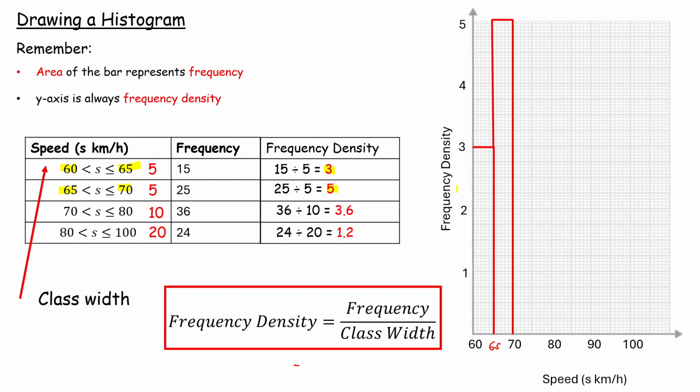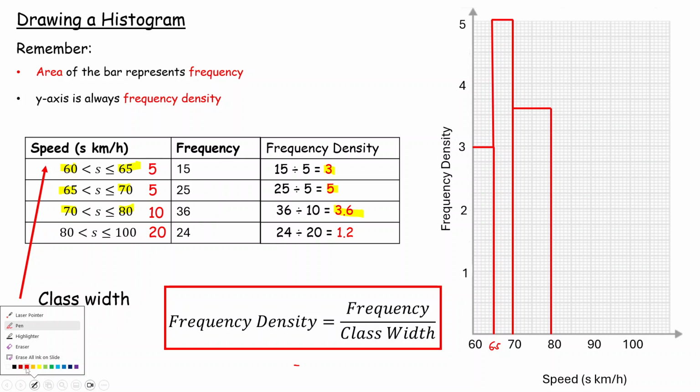We then plot between 70 and 80. So from this part here, with your frequency density being 3.6, let's go and do that. So this value across here is going to be 3.6 if you went across from that point there. And then last but not least, we've got our bigger interval, 80 to 100. So it's going to be going across here with your frequency density being 1.2. If we go and plot that, there we go. And that is it. I've drawn my histogram.